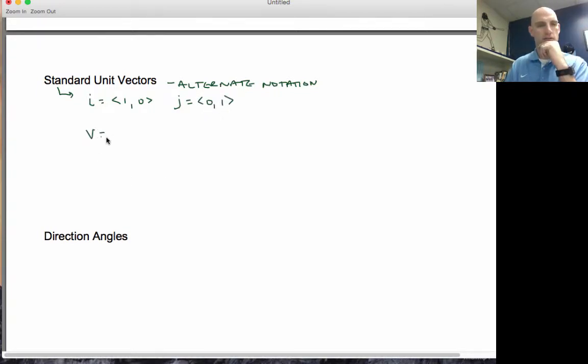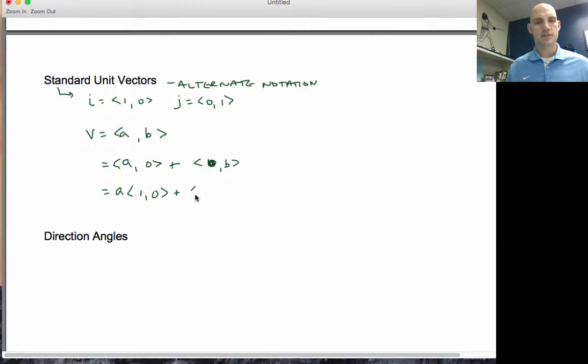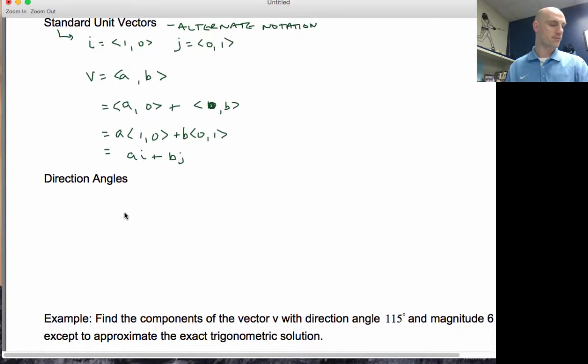So if I've got a vector equal to a, b, it's going to be equal to a comma 0 plus 0 comma b, right? So those two components together, I could add them. So this would be equal to a times 1 comma 0 plus b times 0 comma 1. And so 1 comma 0 is i, so this is a i plus b times j, right? So that's an alternate notation. So a and b are the horizontal and vertical components, and so that's going to be another way to write this.